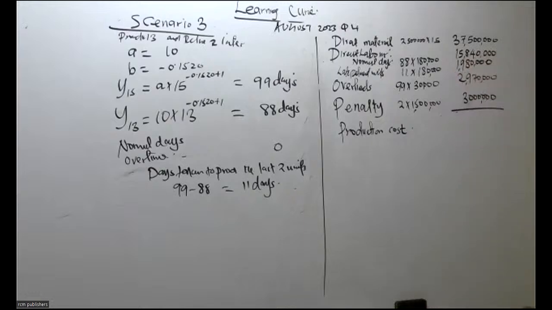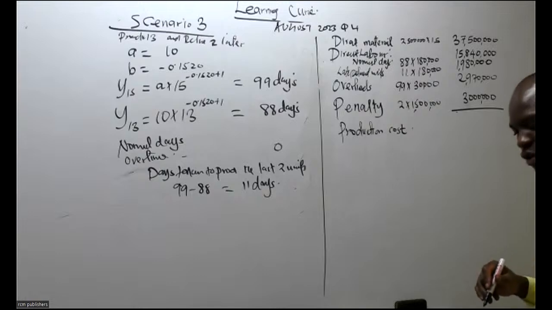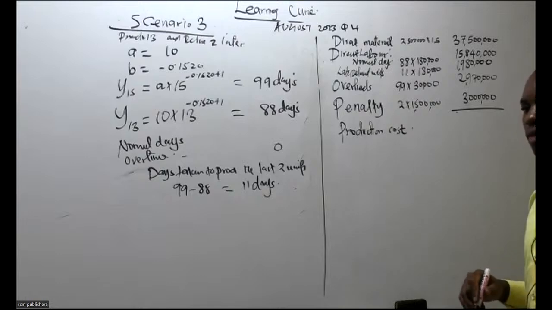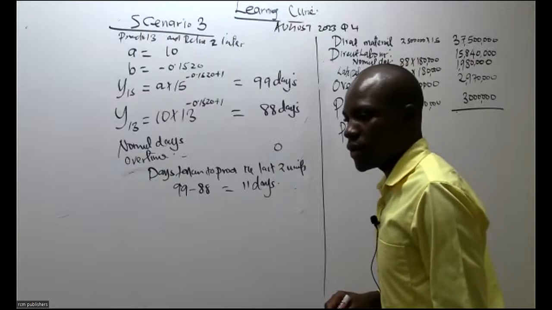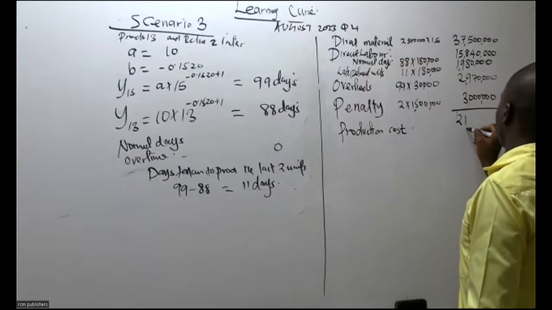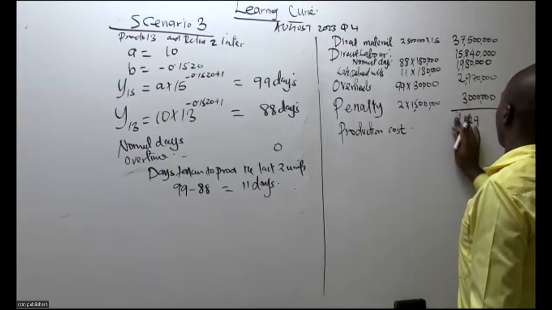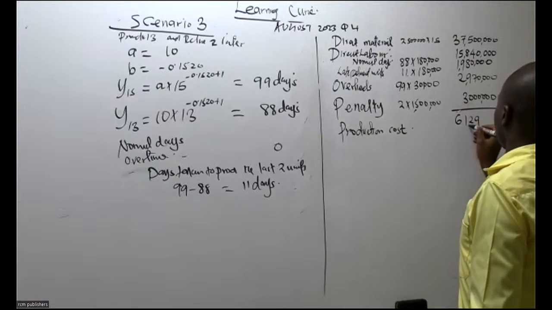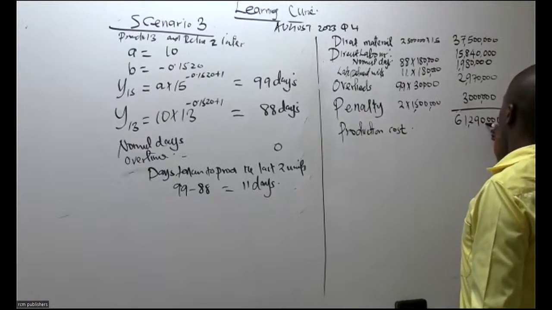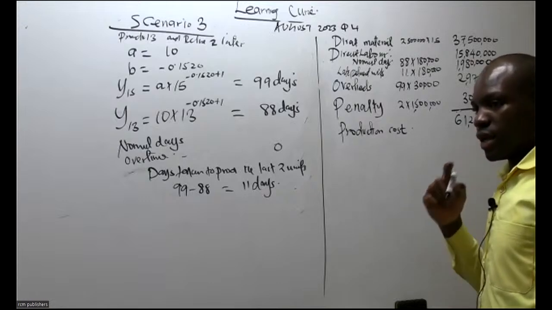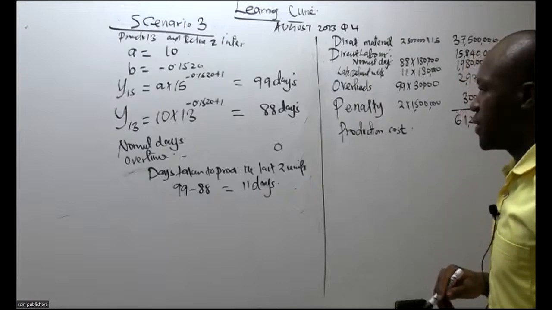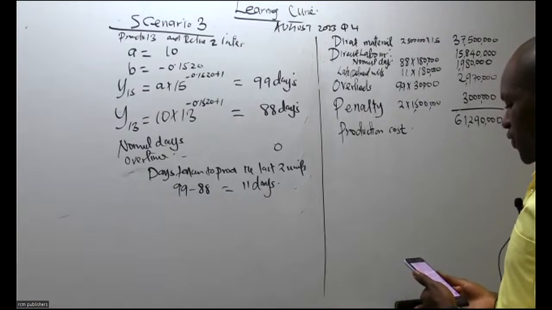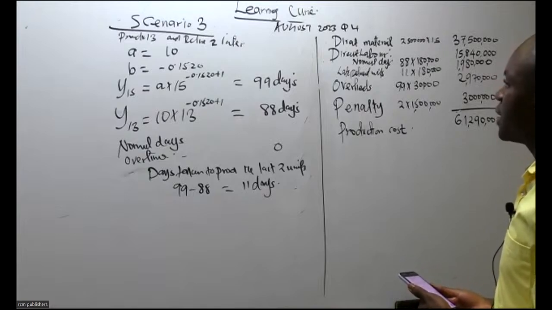Production costs. How much was incurred to produce the 15 buses under scenario 3? How much or how many days were taken to produce? 61,290,000. So that is what was incurred under scenario 3.